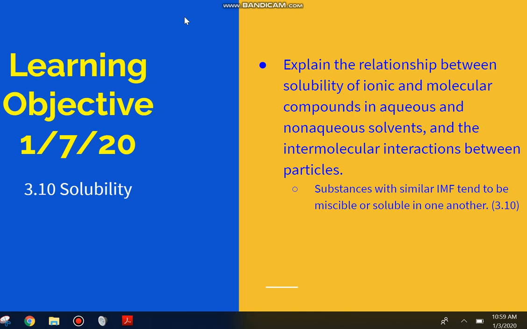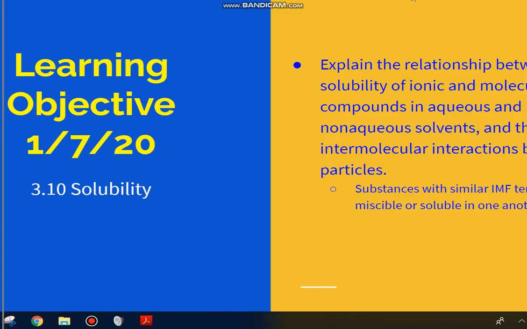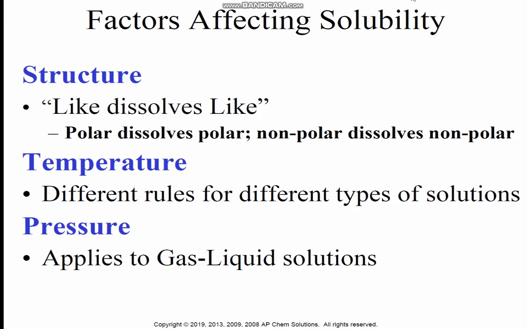The first thing we'll be talking about is topic 10 in Unit 3, which is solubility. Go ahead and pause the video now and take a minute to write down this learning target in your own words. So the first thing we'll talk about are the factors that affect solubility, such as structure, temperature, and pressure. We'll talk more about temperature at the end of this video, and I will show you some solubility curves. What we're mostly going to focus on right now is the structure.